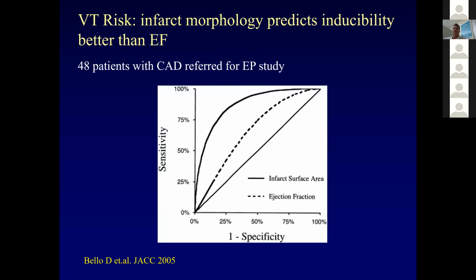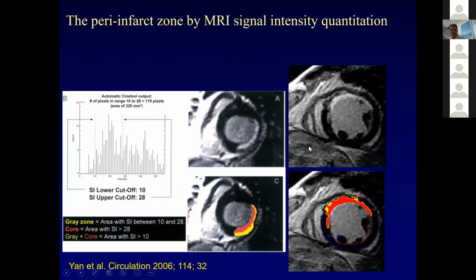In infarct models, this is 48 patients with coronary disease referred for EP study, and infarct surface area was more predictive than ejection fraction for inducibility. And in follow-up to that, Andrew Yan and the Brigham imaging group, when I was still a fellow, looked at scar heterogeneity as a marker of induction.